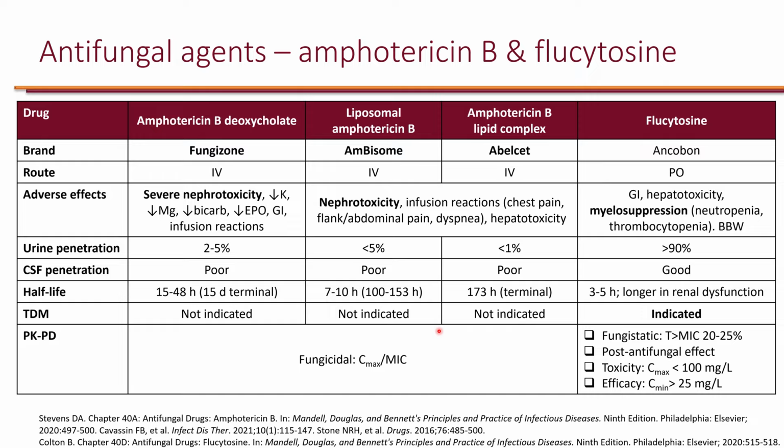And also, let's talk about flucytosine. So flucytosine is only available PO. It has a very short half-life, and it is dependent on renal function. So this is very highly concentrated into the urine. And renal function is really important because this drug can also have severe adverse effects, including myelosuppression, so neutropenia and thrombocytopenia.